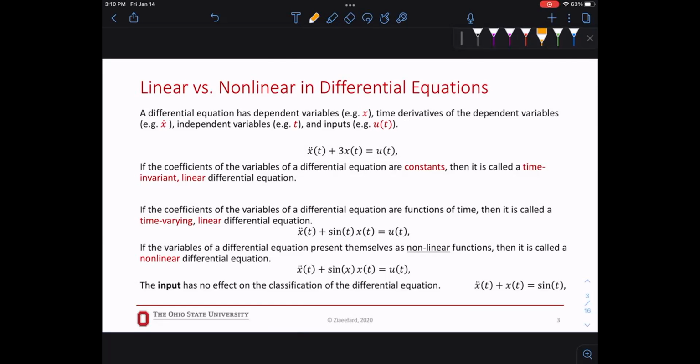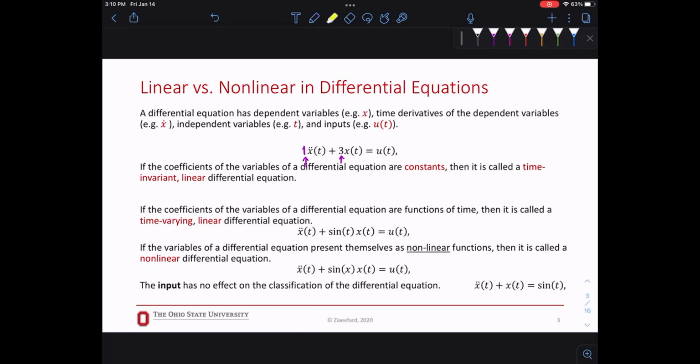Sorry, they are time invariant and also linear, because there's no variable in the constant. So when I say constant, what do I mean? Here, 3 is the coefficient of my variable, right? And it's a constant number. What's the coefficient of x double dot of t in that equation? 1. 1 is also a constant number, right? So this is linear and time invariant, because time also doesn't appear there.